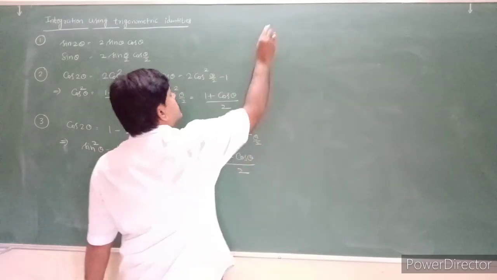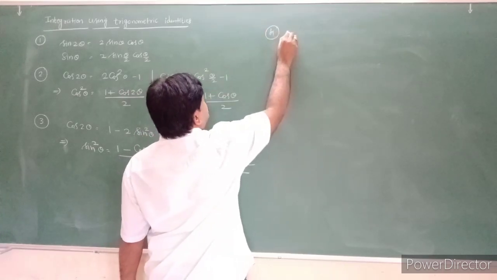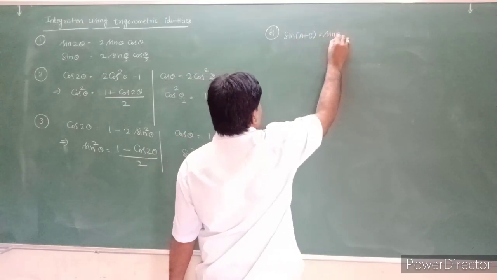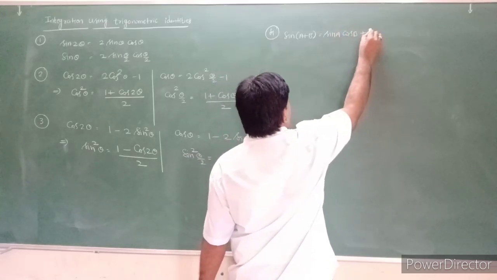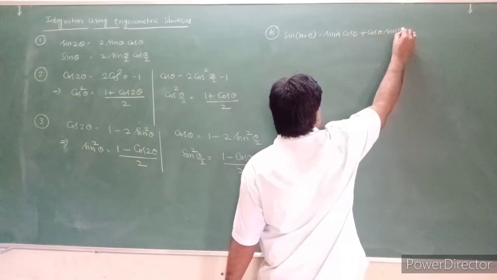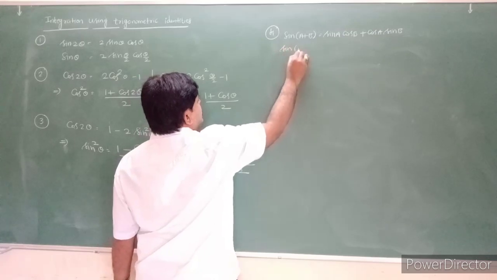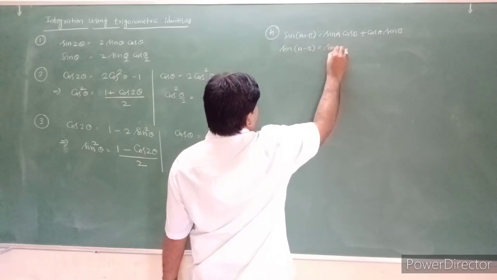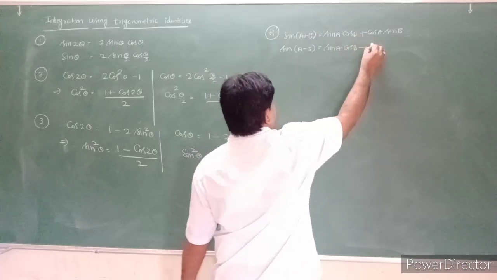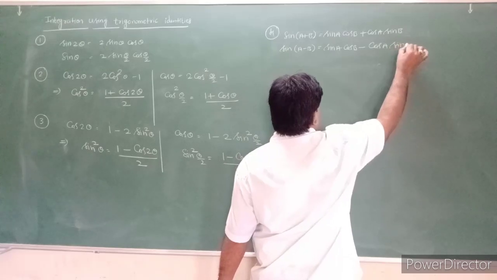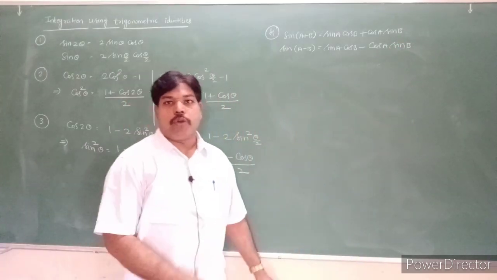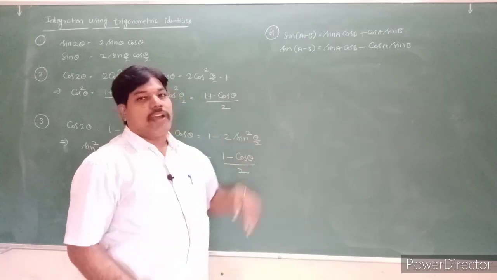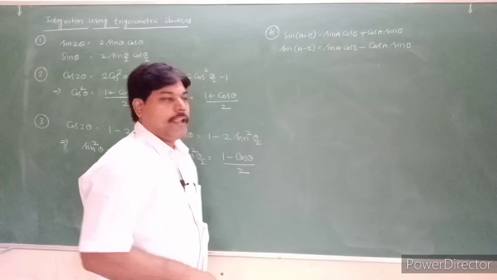See the formulas. Sin of a plus b is equal to sin a cos b plus cos a sin b, and sin of a minus b is equal to sin a cos b minus cos a sin b. Already you know these formulas. In the first year, we gave the proofs for these as well.